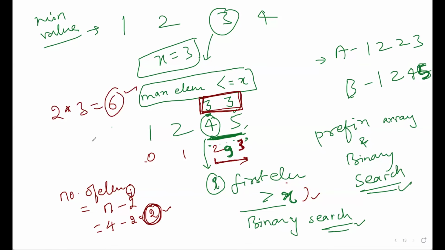Okay. What is their current sum? Their current sum is 9. So how many operations do you have to perform? You have to perform 9 minus 6, that is 3 operations.